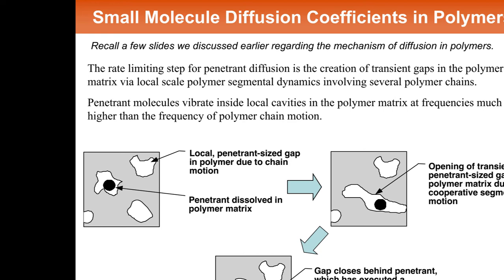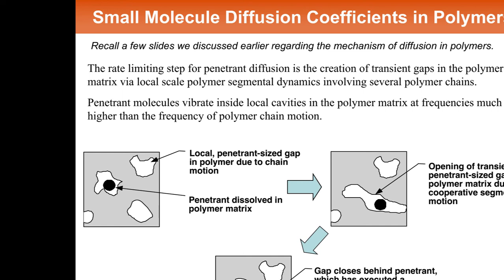We talked about this just briefly right at the beginning of the course, but I'll remind you, the rate limiting step for small molecule migration in a polymer is the thermally stimulated motion of the polymer chain segments that open and close small gaps. We typically call them free volume elements in the polymer that allow the penetrants to execute random diffusion.